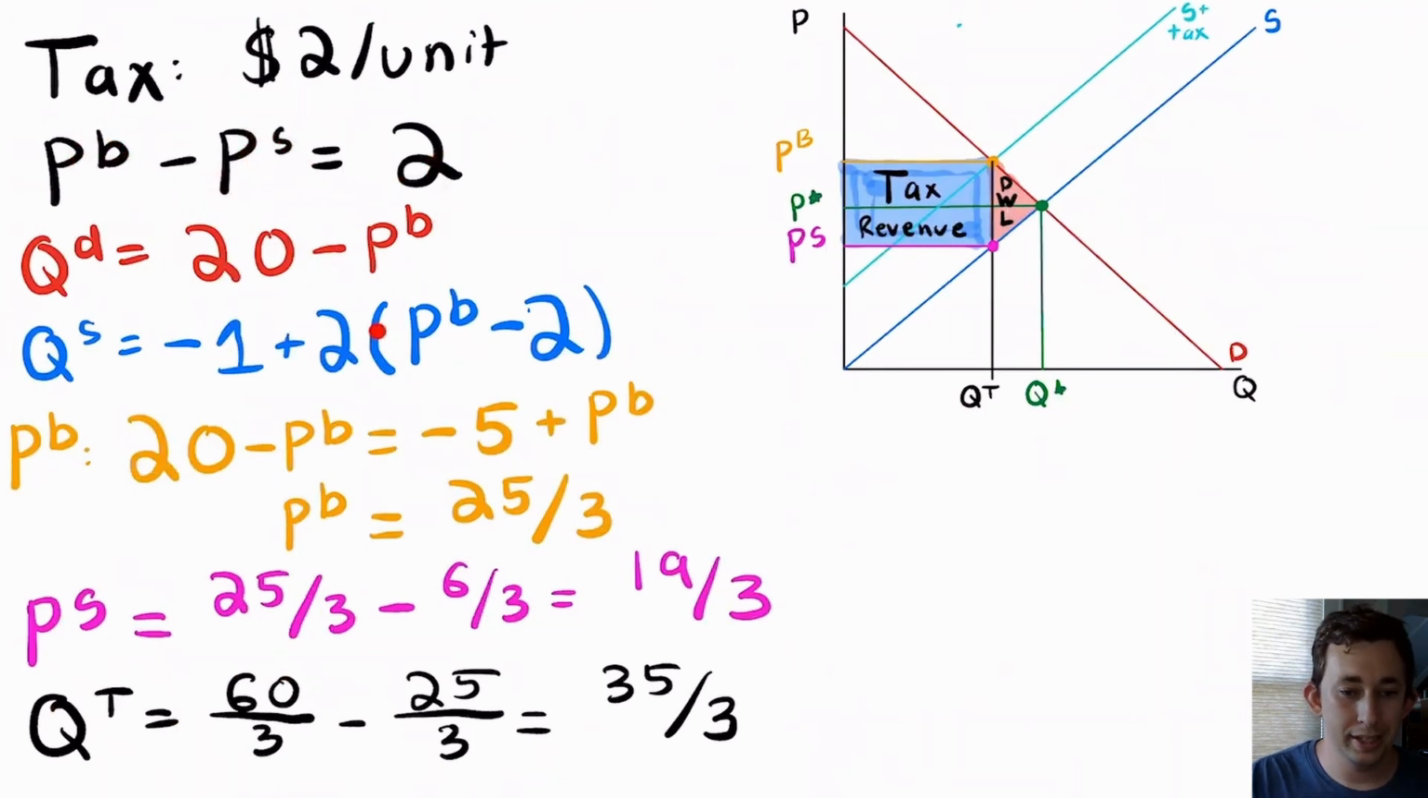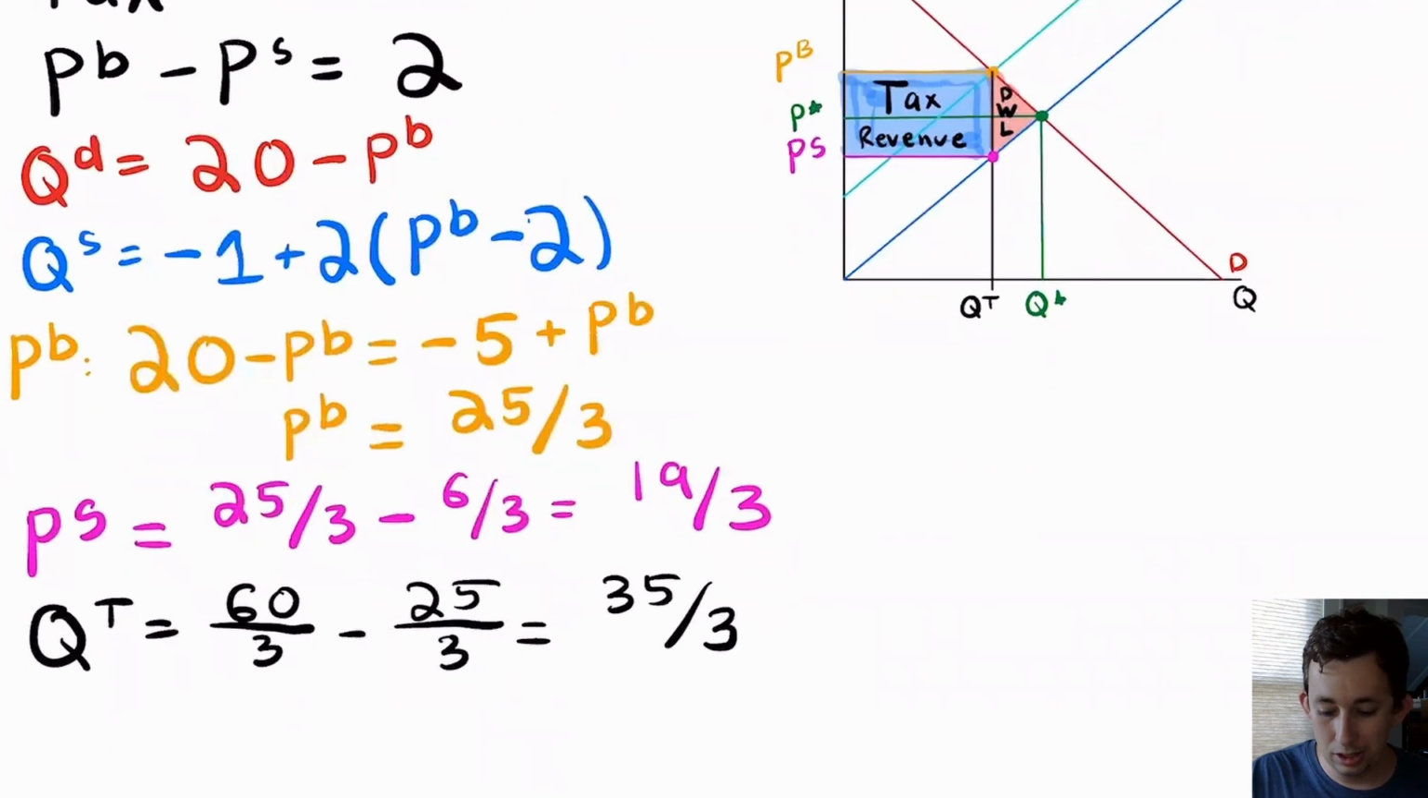So I'm going to update the supply curve to account for that, to say that PS is equal to PB minus 2. I'm going to go through that math, and I'm going to get the price the buyer pays is 25/3. I'm going to subtract 2 from that to get the price the seller receives, which is 19/3. Notice that 25/3 minus 19/3 is 6/3, or the size of the tax, so I know I did that correctly. For the quantity under the tax, I'm just going to use the demand curve because it's easy.